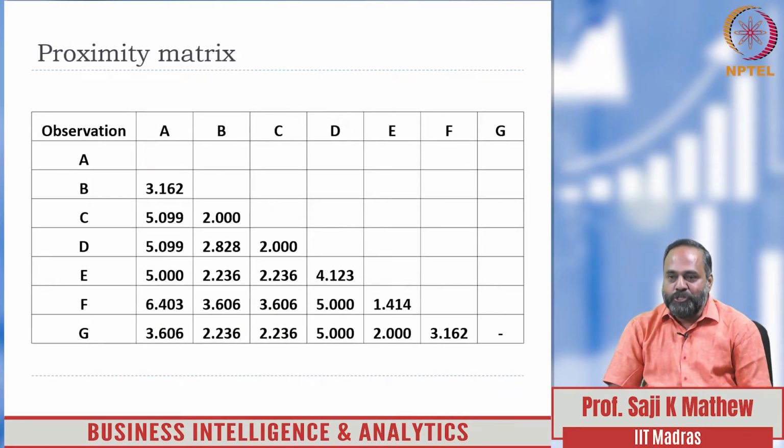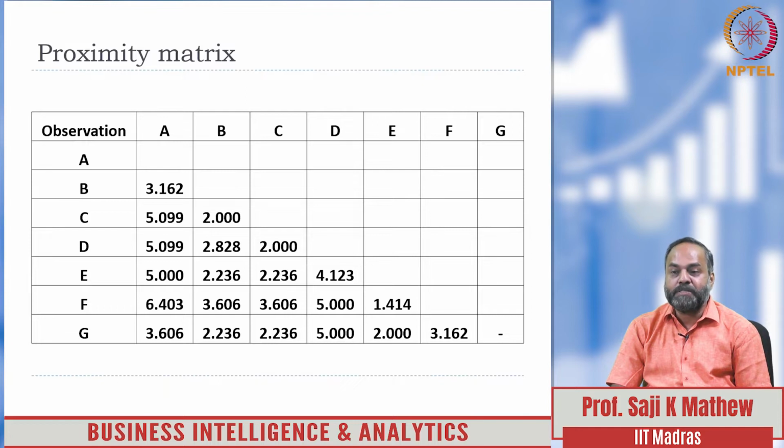So intuitively, here you can have a diagonal matrix, just as in a correlation matrix, where you have A, B, C, D, E, F, G, or the respondents or the objects on the vertical as well as horizontal axis, and you place the distances in the corresponding cells. For example, for B and A, the Euclidean distance is 3.162.